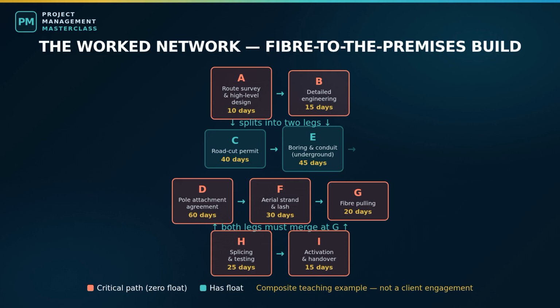So how do you find it? 2 passes through the network. A forward pass to find the earliest anything can happen, and a backward pass to find the latest anything can happen without moving the end date. Then you compare the two. Where there is no gap between earliest and latest, you are on the critical path.